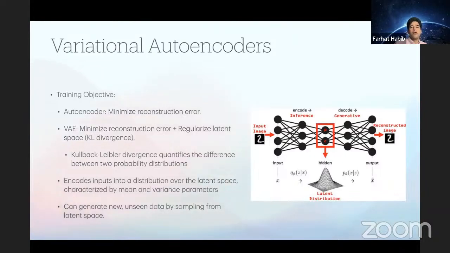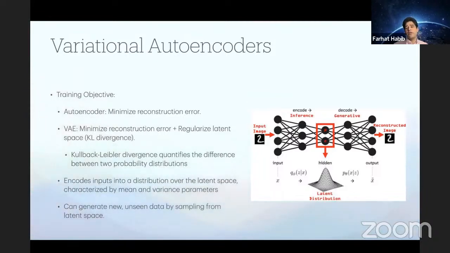Now, the interesting part about that is that we have a smooth representation of the distribution of the input within this hidden layer, and you can sample from this distribution. So now that we have imposed that the hidden layer has a normal distribution, you can generate new unseen data by sampling from the latent space.